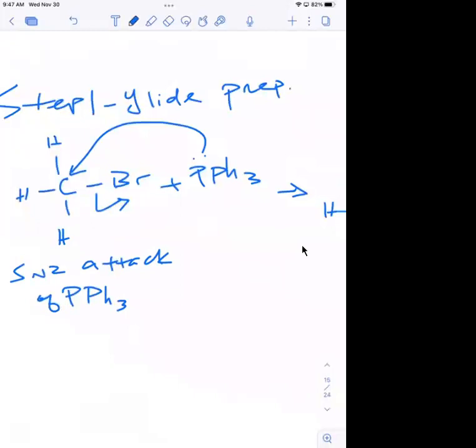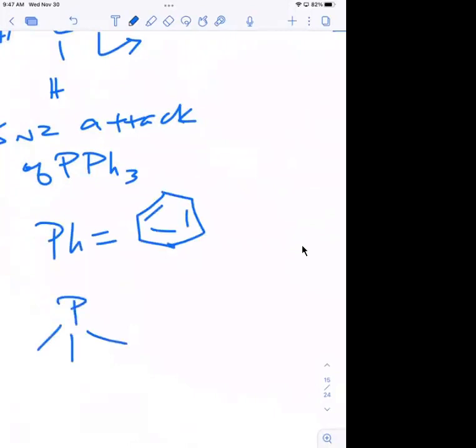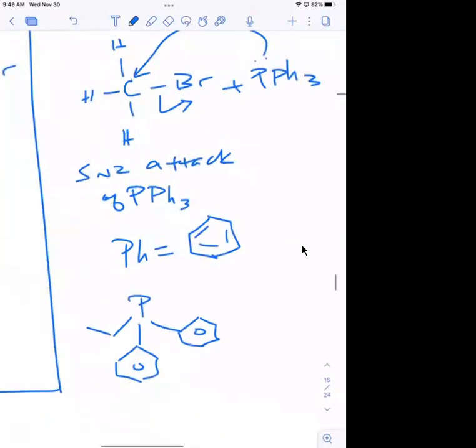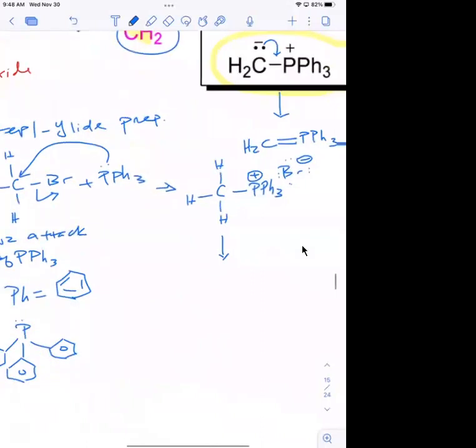Of triphenylphosphine. And let me go back, because when we talked about aromatics, I don't remember if I mentioned that, but Ph is an abbreviation for a benzene ring. So this is phosphorus with 3 benzene rings attached to it. All right, so that's that.